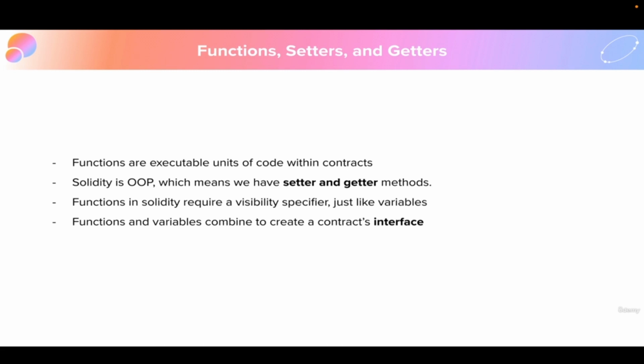A function is an executable unit of code inside of a contract. Solidity is an object-oriented programming language, which means we will be using setter and getter methods. Functions in Solidity require a visibility specifier, just like variables. Functions and variables combine to create a contract's interface. Let's jump into code so we can touch on the syntax of writing functions.